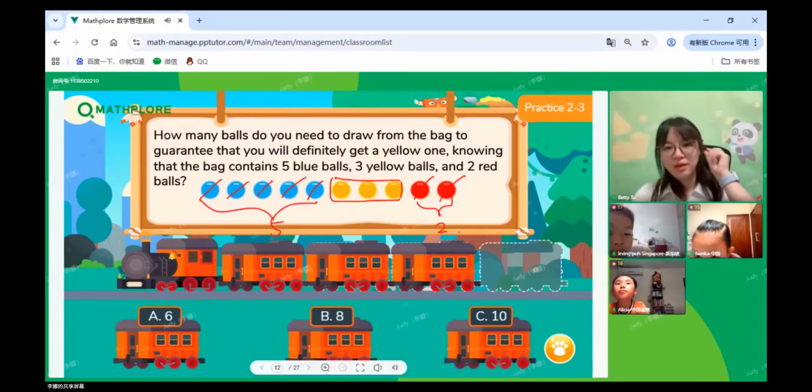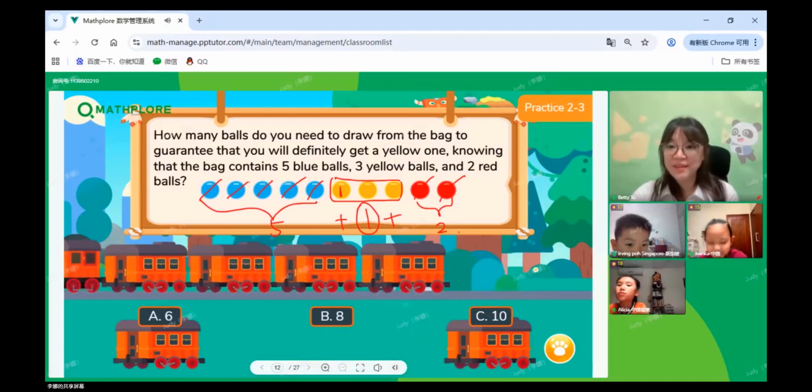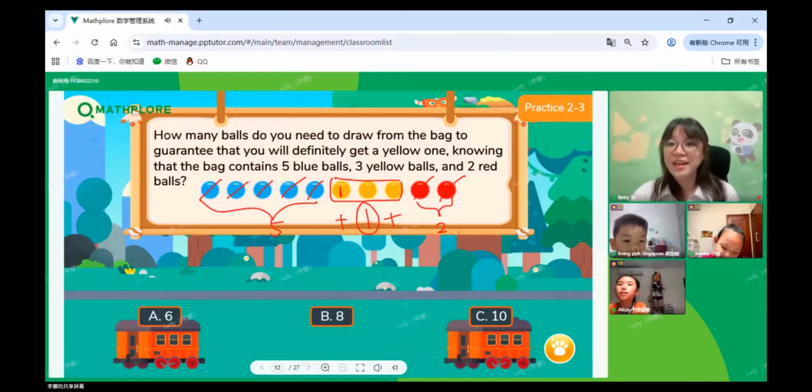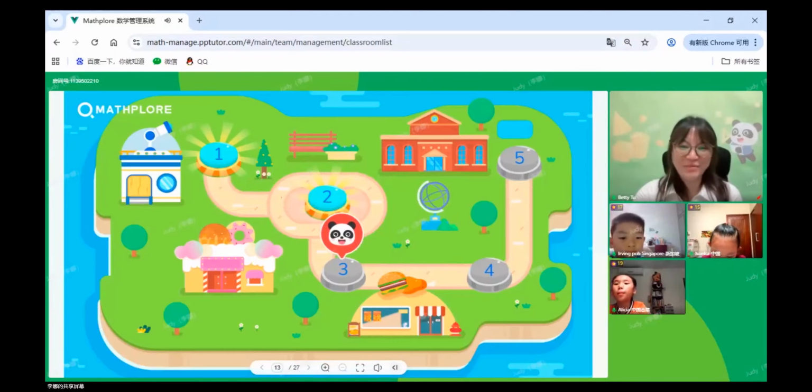We just need one more draw, right? One more draw, then we can definitely get a yellow ball, okay? So we just need to plus 1. So that will be 8. Okay, did you get it this time? Alicia? Yes. Okay, very easy. Good. Let's move on.